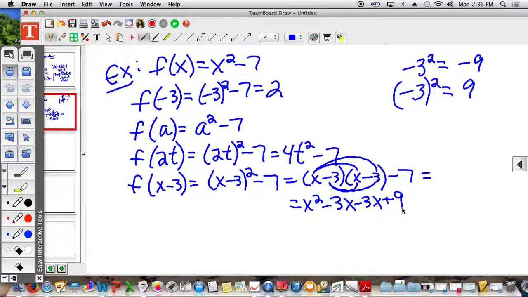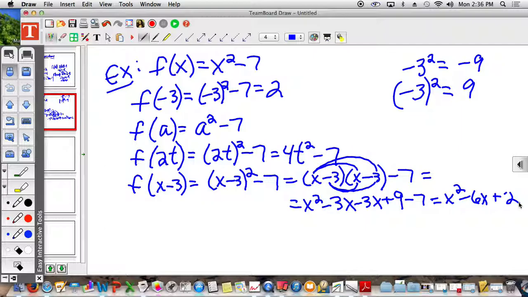What else do I need to do? Minus 7. Now collect like terms. So you're going to have an x squared. Does that -3x and -3x, do they cancel each other out? No, you combine them. If you have a -3x and you subtract 3 more x's, that means you have a -6x. And then what do you have at the end? Positive 9 and a -7 gets you a positive 2.